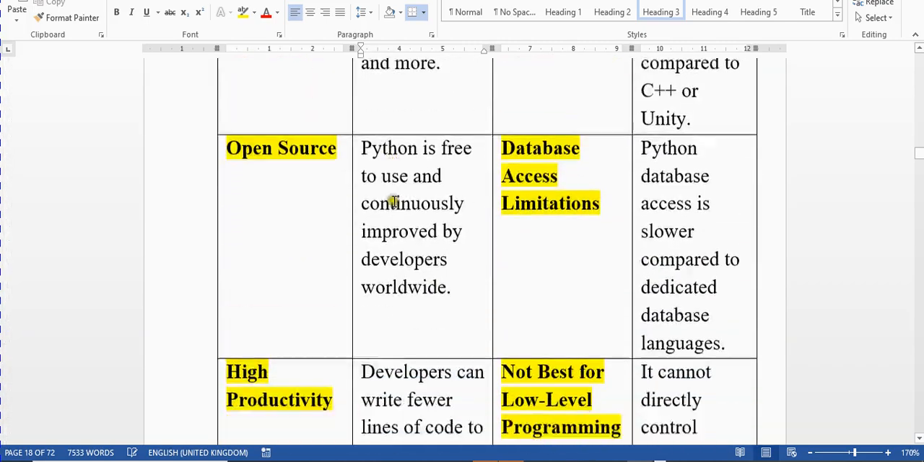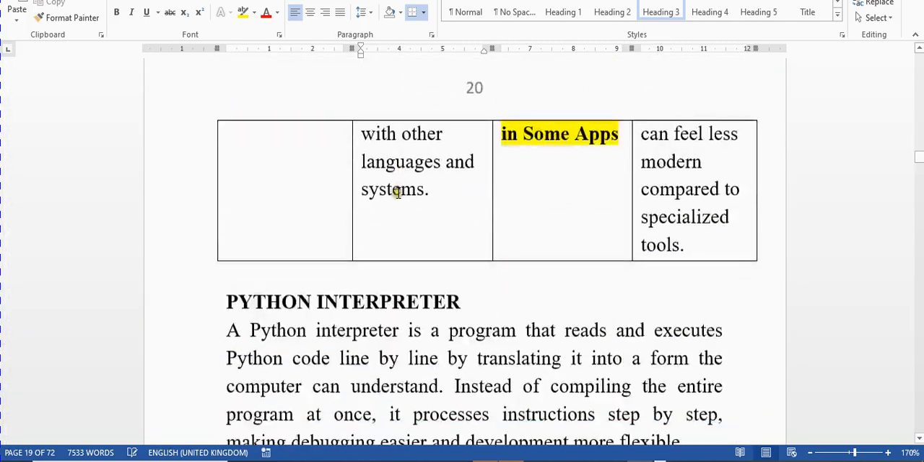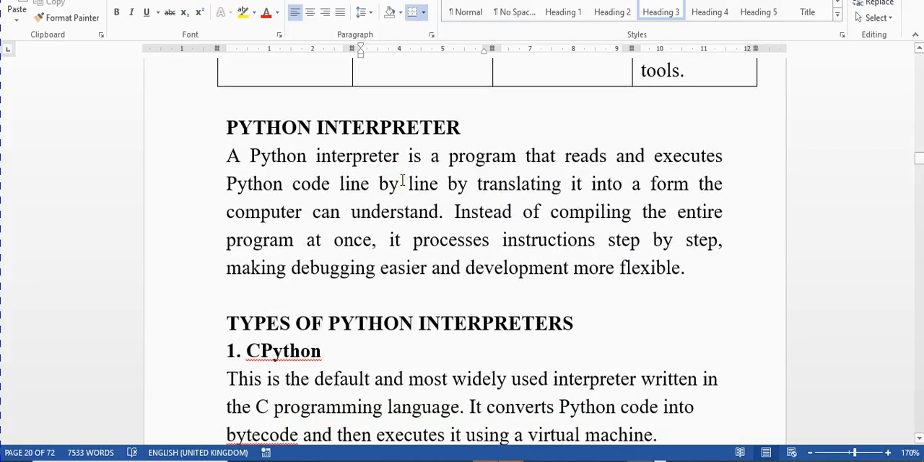Now, when you say a program is a high-level language, that means a computer system doesn't understand it directly, because the computer system understands low-level language, which is zeros and ones. So there is a particular software that translates the high-level language into the low-level language that the system understands. This is what we call an interpreter. A Python interpreter is a program that reads and executes Python code line by line by translating it into a form the computer can understand.